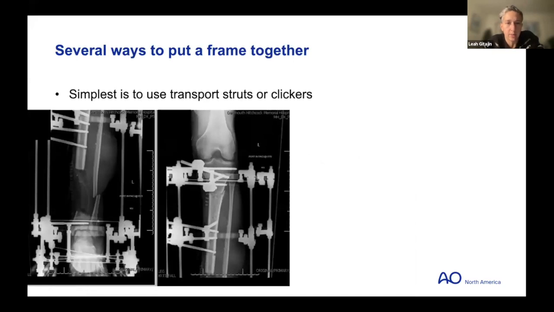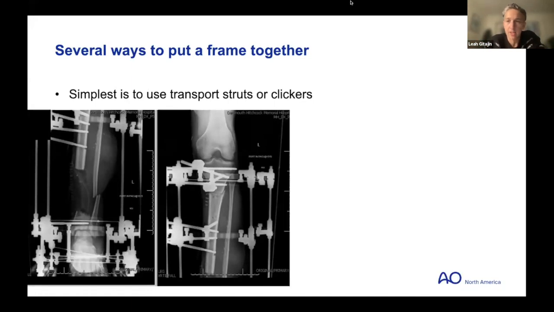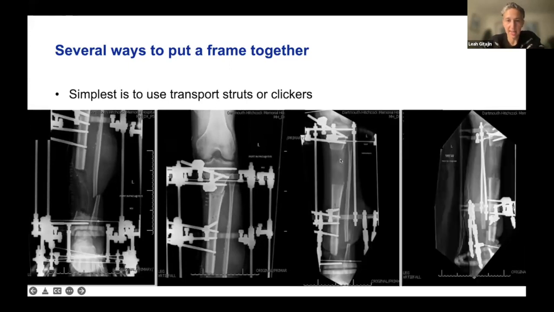There are several ways to put a frame together. Like I said, the simplest is to use the transport struts or clickers, and those are basically a form of threaded rods, and they can move things just in one axial plane. This is not the patient that I initially presented. This is a different patient, but we used transport struts here, and this is what that looked like at the end with the regenerate up proximally.